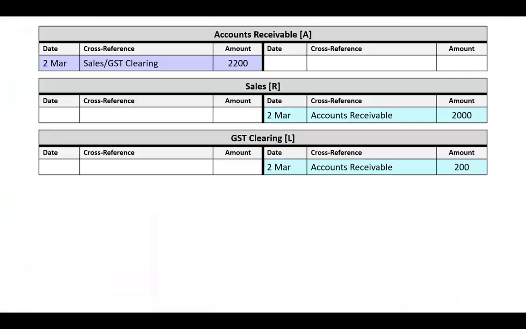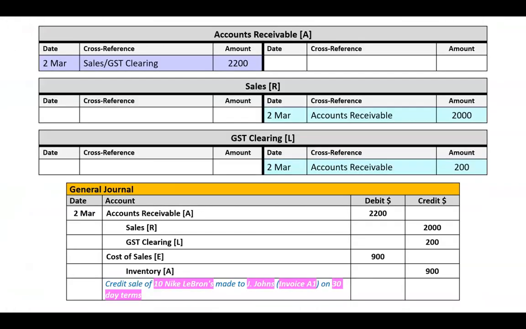So what's better is that we record things in a general journal. So in this case, here we go. I've recorded this transaction and I've put in the cost of sale. So I can see that I've not only got a sale, but a cost of sale. So I know that. I can see what it was. It was a credit sale. I can see the product. It was 10 Nike LeBrons. I can see who I made it to, J.